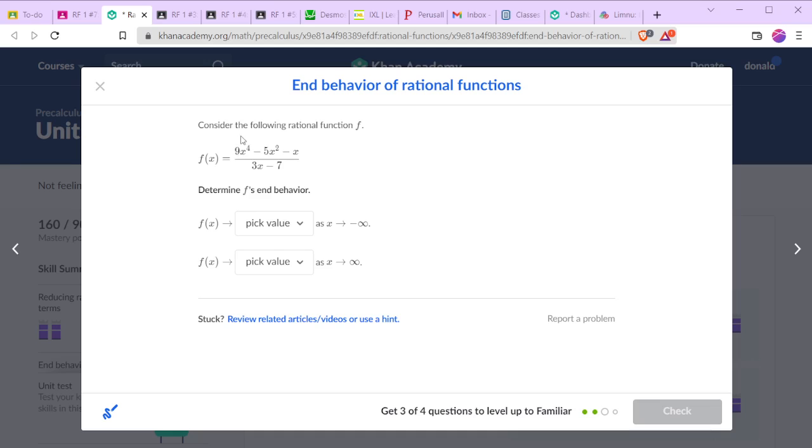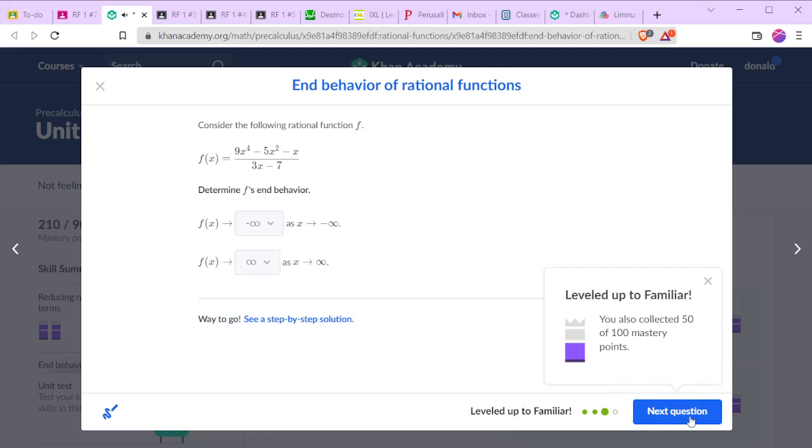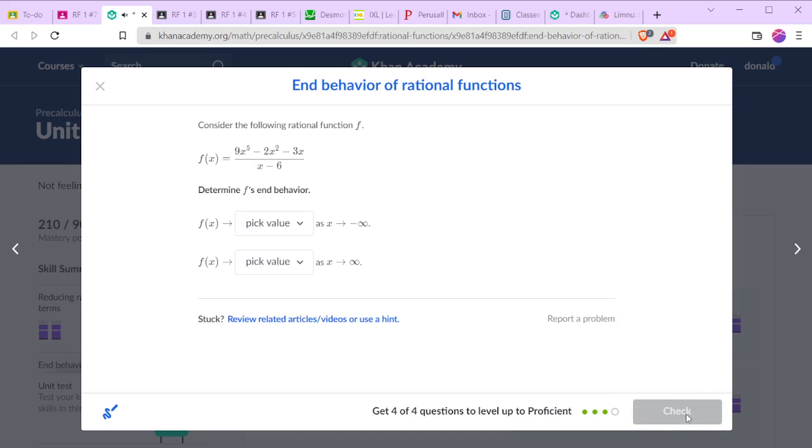Now here, our numerator has a degree greater than our denominator. So as x goes to positive infinity, this is also going to go to positive infinity. This simplifies to about 3x cubed. Because it's cubed, when x is negative, that ratio is negative. So the negative end goes to negative infinity.